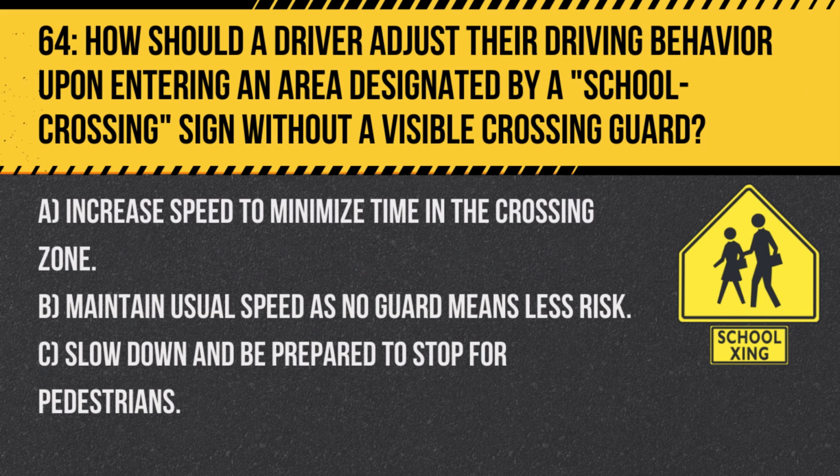Question 64. How should a driver adjust their driving behavior upon entering an area designated by a school crossing sign without a visible crossing guard? A. Increase speed to minimize time in the crossing zone. B. Maintain usual speed as no guard means less risk. C. Slow down and be prepared to stop for pedestrians. Answer. C. Slow down and be prepared to stop for pedestrians. Even without a crossing guard, drivers must be vigilant to protect the safety of children and other pedestrians.